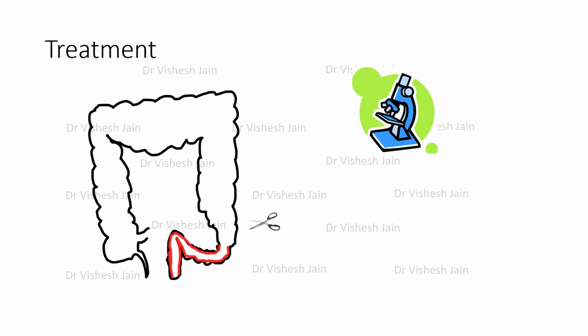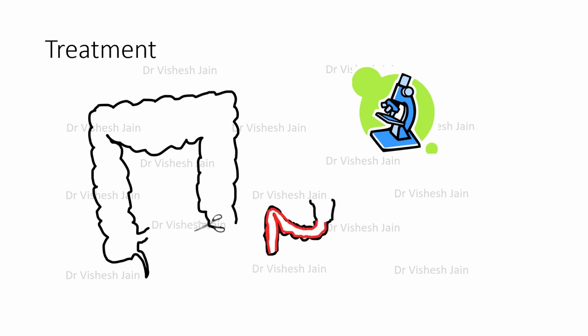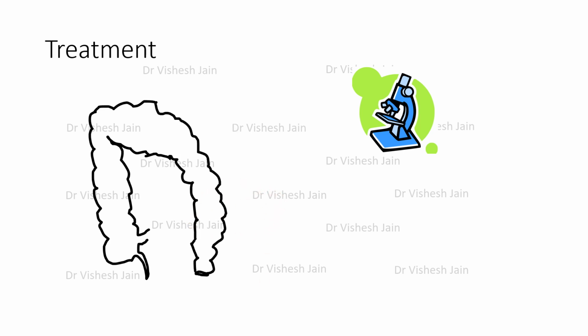How do we treat the disease? Surgery remains the mainstay of management. The affected portion is cut out and the cut portion is sent for microscopic evaluation for the confirmation of diagnosis. The normal bowel with the nerve cells present in the walls that was lying just above the diseased portion is brought down.